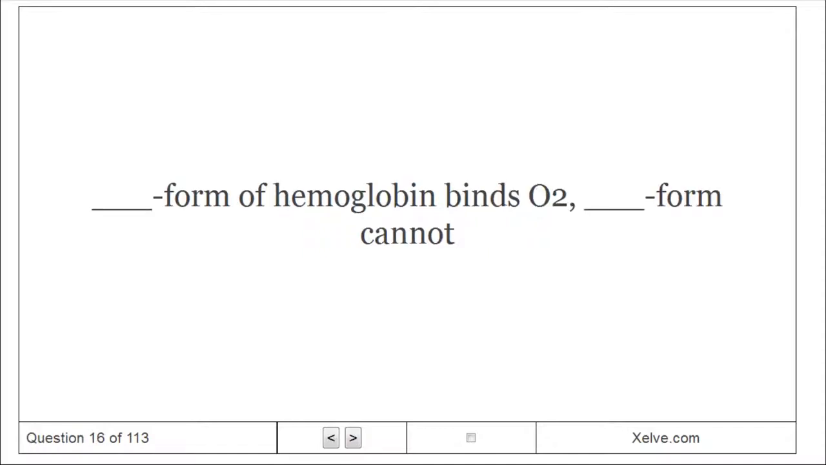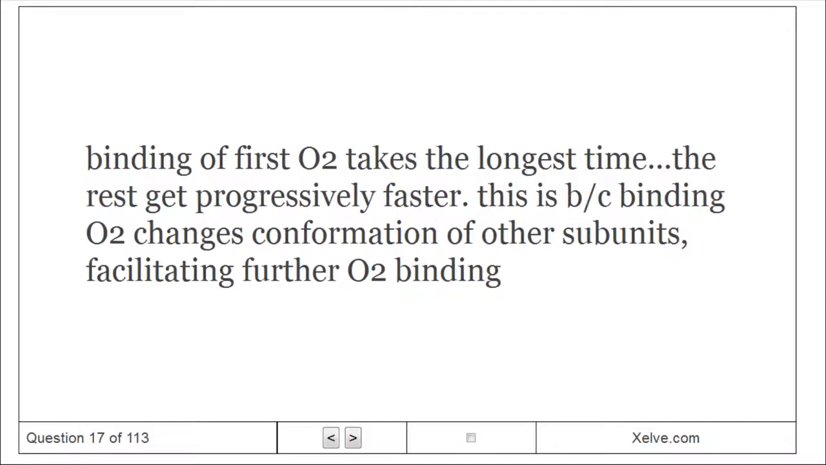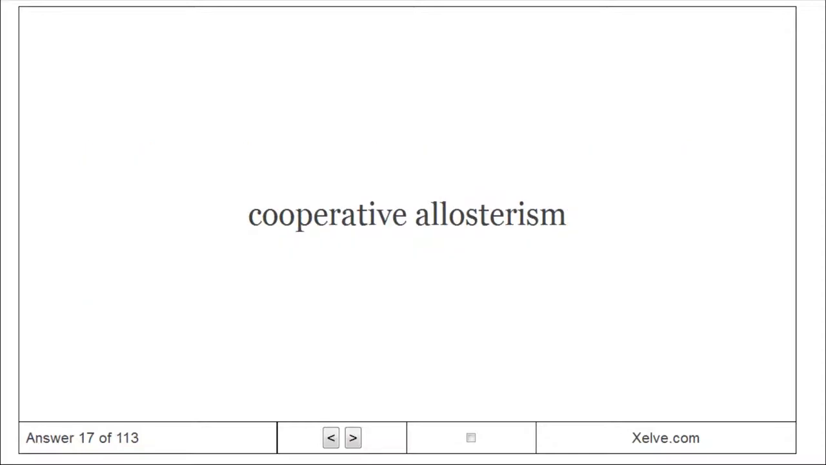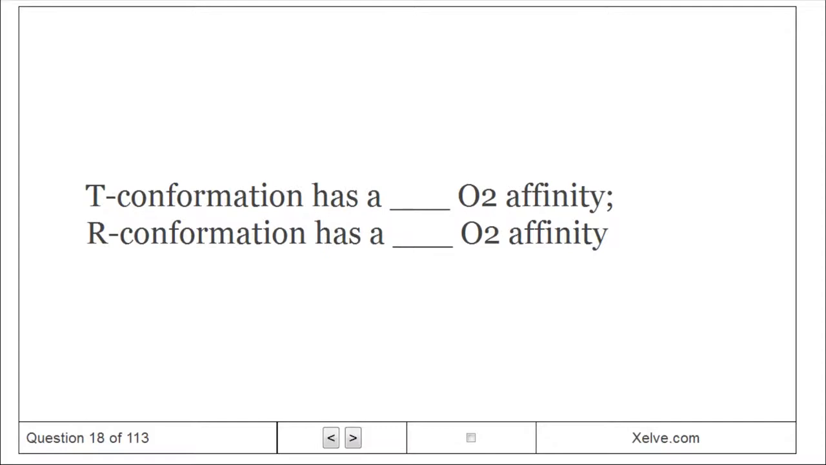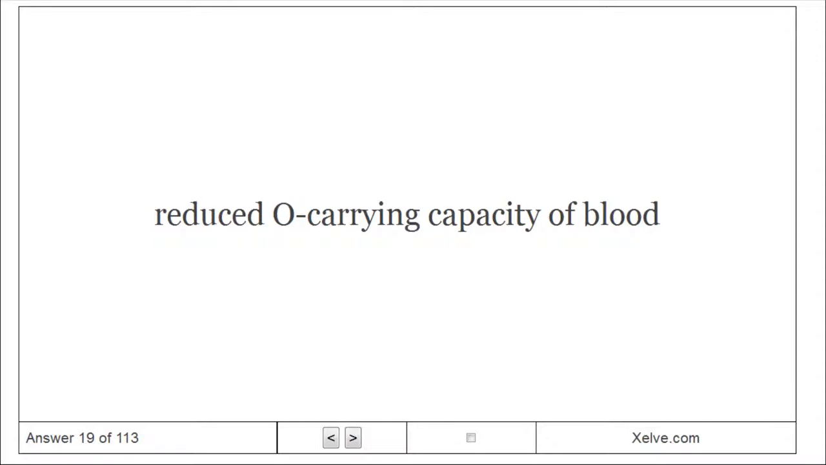Blank form of hemoglobin binds O2, blank form cannot. R, T. Binding of the first O2 takes the longest time. The rest get progressively faster. O2 binding changes the conformation of other subunits, facilitating further O2 binding. Cooperative effect. T conformation has a blank O2 affinity, R conformation has a blank O2 affinity. Low, high. Sickle cell anemia equals reduced O2 carrying capacity of blood.